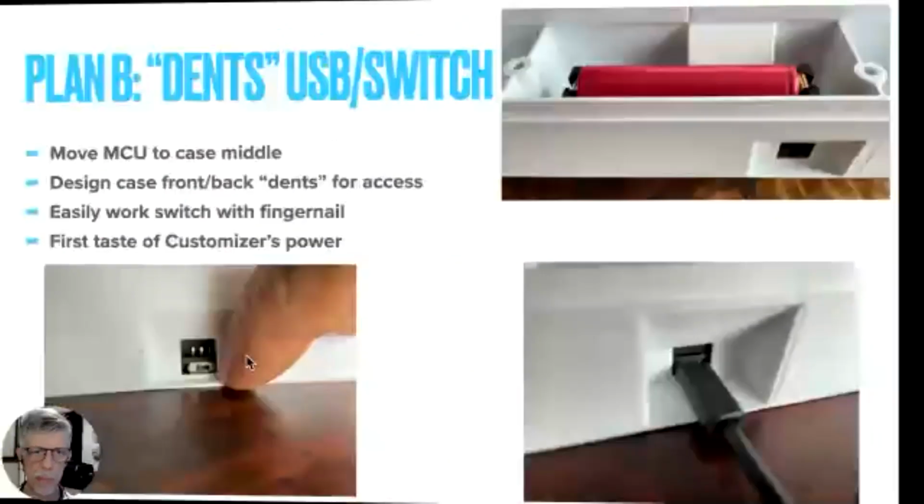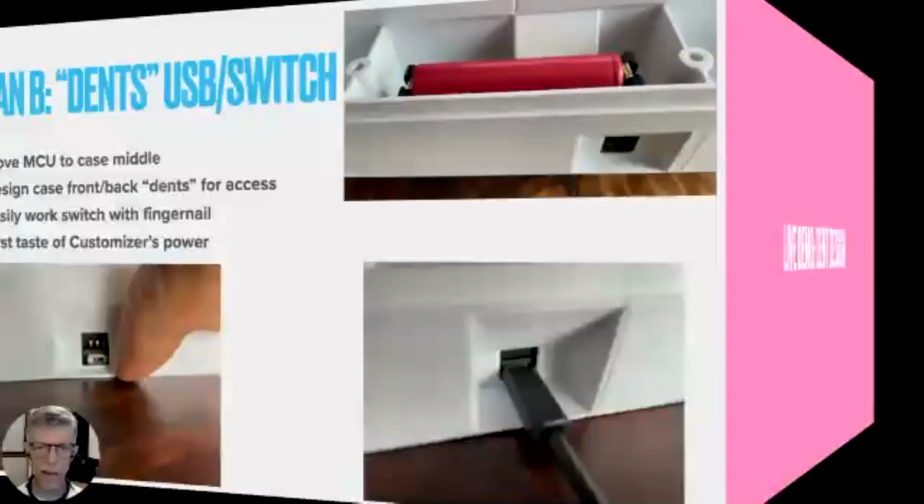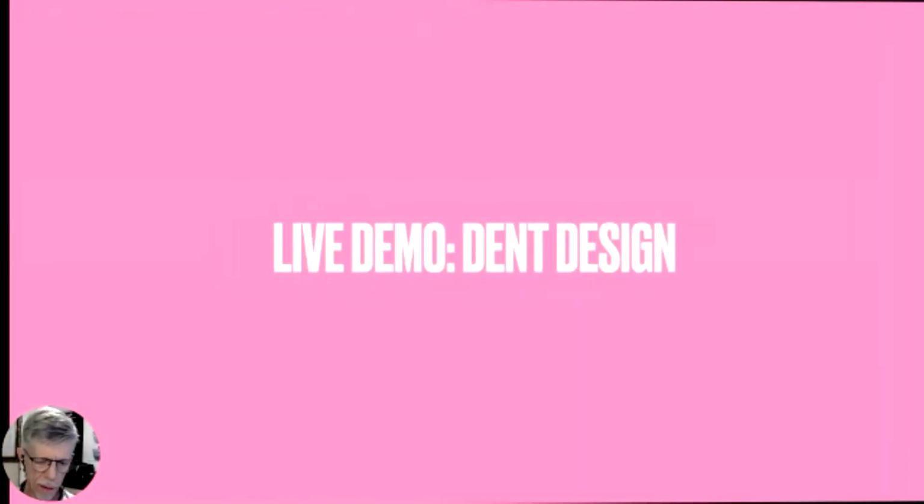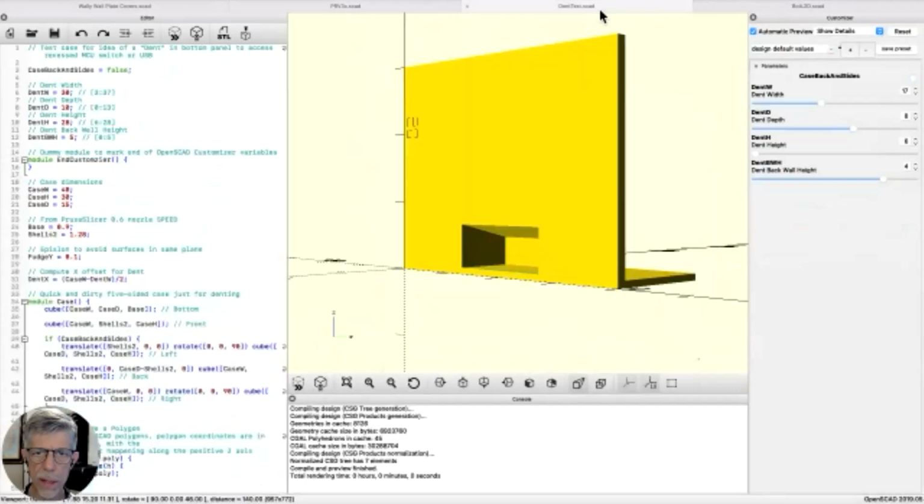So plan B was what I called a dent, and I'll show you the OpenSCAD part of that. This is the dent for the switch, and this is the dent for the USB. So the idea was to put the MCU kind of in the middle of the case, and then have a dent in for each side. And that was really where I first figured out what the customizer was good for, and I'll show you that.